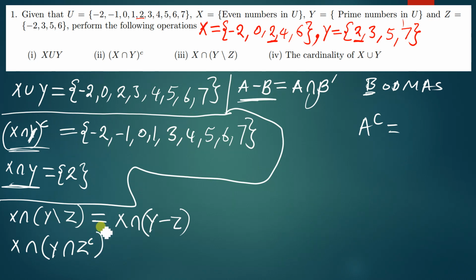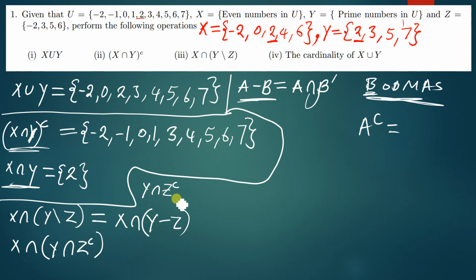So we have this y intersection z complement. Remember, I said as long as you're dealing with mathematics, you need to obey this law, which is BODMAS. This one states that we first have to start with what is in the brackets, and what we have in the brackets there is y intersection z complement.